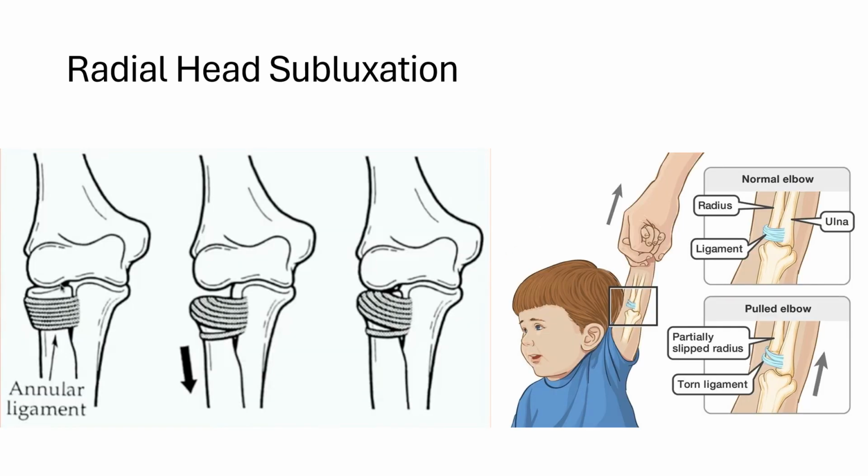Radial head subluxation. Subluxation of the radial head, facilitated by the weakness of the immature annular ligament, causes the radius to slip out of the annular ligament, and the annular ligament becomes entrapped within the humeroradial joint.